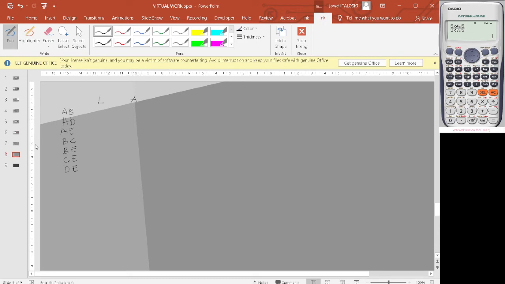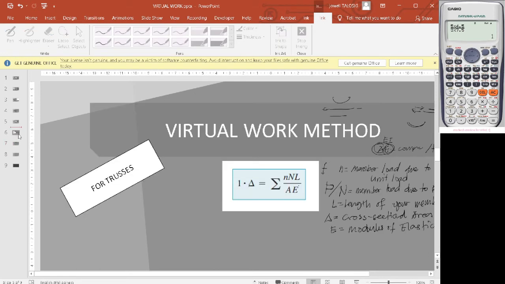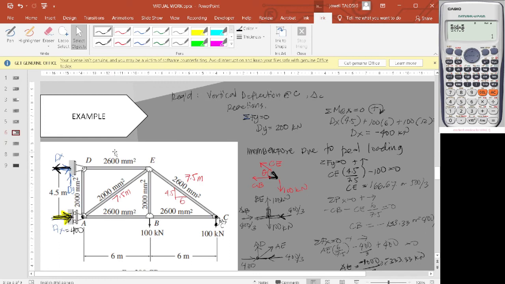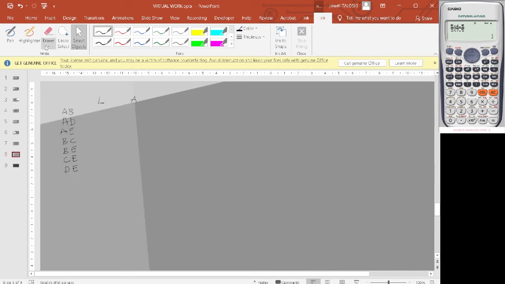So, length nila. Balik tayo doon sa ating given. So, ang pagparehas ng length is AD, BE. That's 4.5. And then, pare-parehas na itong 6, 6 na DE, AB, BC. So, AD is 4.5, and also BE 4.5. And then AB natin is 6. Then also yung BC natin is 6. And also yung DE natin is 6. So ang AE natin 7.5 and ito yung CE natin 7.5.